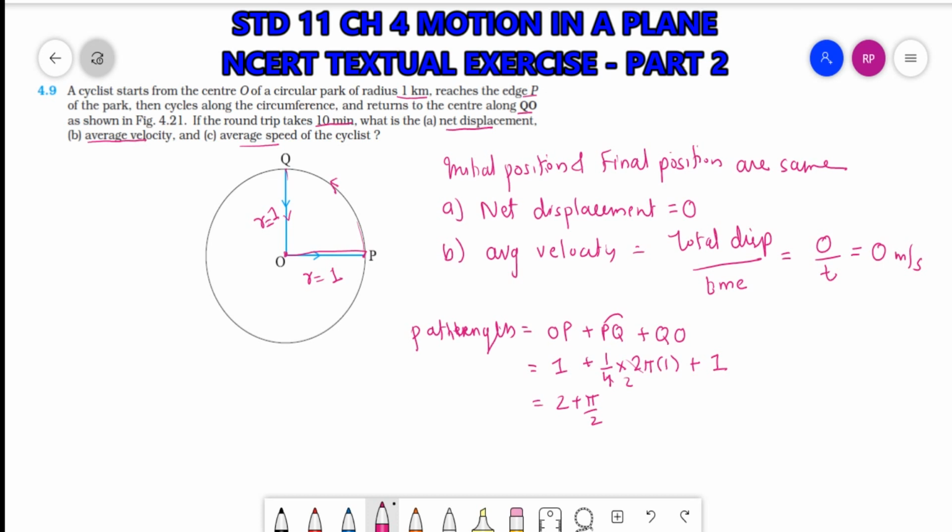So let's take the value of pi as 3.14. So it's 2 plus 3.14 divided by 2, that is 1.57. So the path length is 3.57 kilometer.